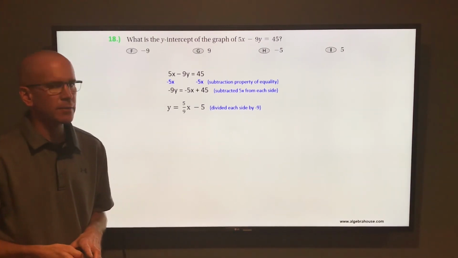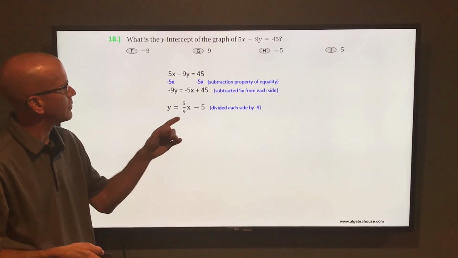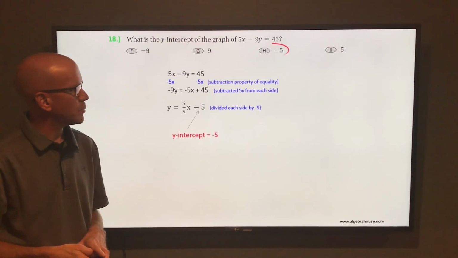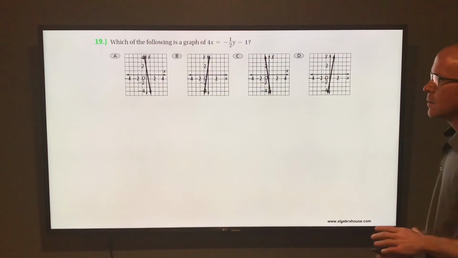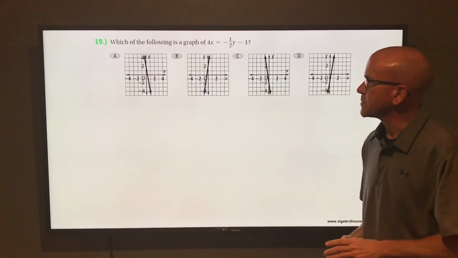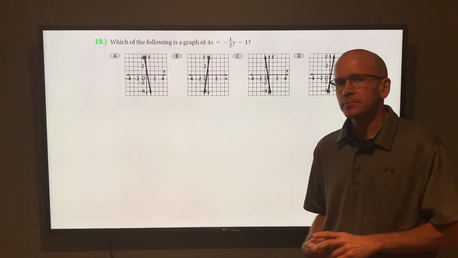So what is the y-intercept? It's the constant term, the number without a variable. And in this case, it's pretty easy to see. It's -5, letter H. Which of the following is a graph of 4x equals -1/2 y minus 1?